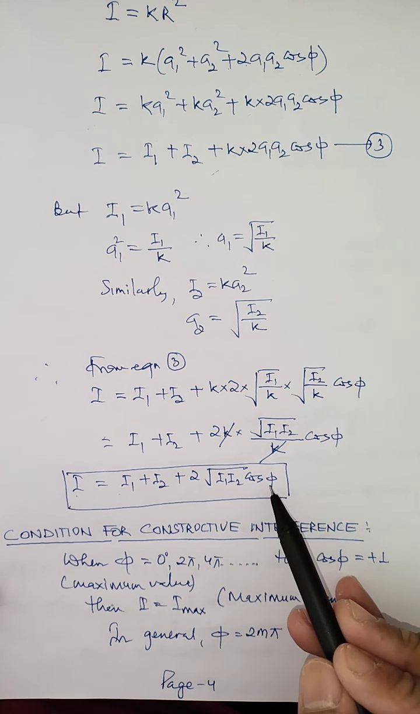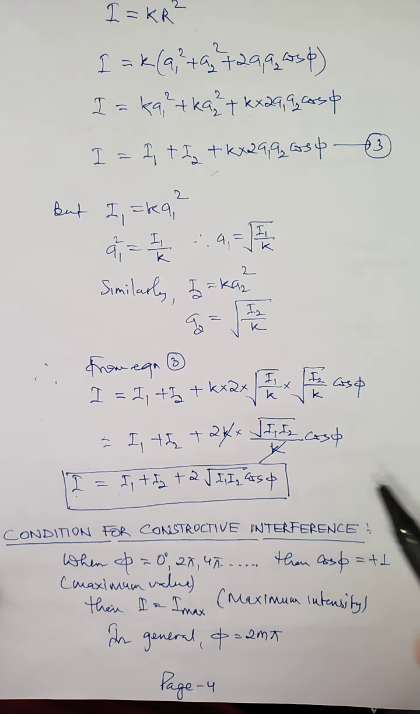Phi means the phase difference. That means this intensity can be maximum, or this intensity can become minimum. But you know children that intensity maximum always gives you constructive interference. Intensity minimum always gives you destructive interference.